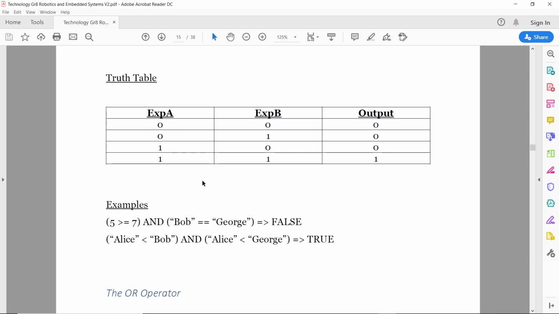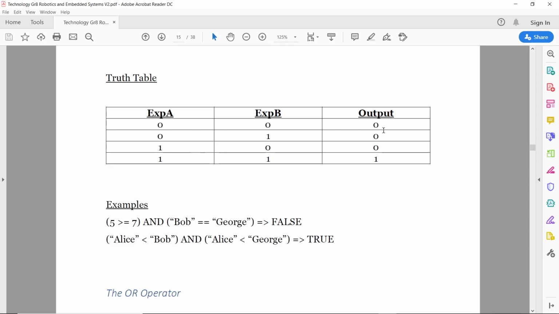If there were 3 inputs, so if I had expression A, expression B, and expression C, the number of combinations would be 2 to the power 3, which would be 8. But you don't have to worry about that. We won't use more than 2 here. So you can see from this truth table here that 0 is false and 1 is true.